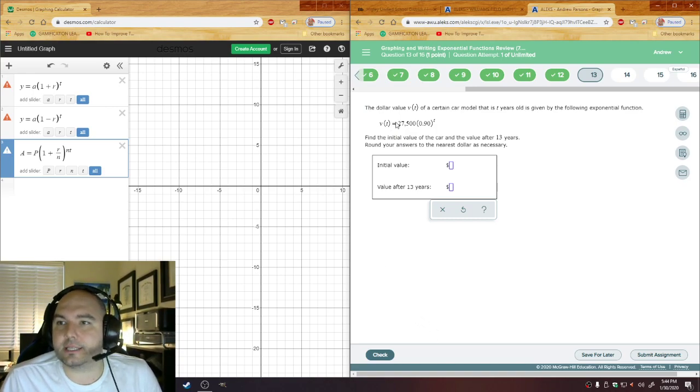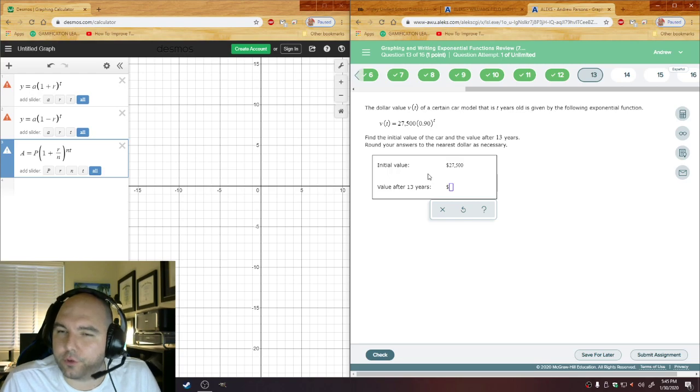Okay, this next one has given us a formula for a growth or decay problem. In this case, it's actually decay because decay is always if this is less than 1. And then it asks you two questions. What's the initial value of a car model? And what's the value of the car after 13 years? So for the initial value, you don't have to look any further than the equation, 27,500. I'll put a comma just for you, Alex.